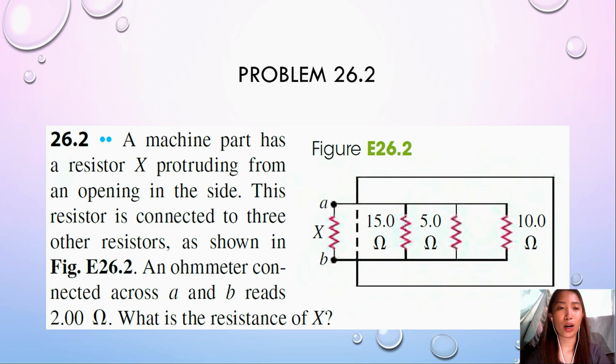A machine part has a resistor X protruding from an opening in the side. This resistor is connected to three other resistors as shown in figure 26.2. An ohmmeter connected across A and B reads 2.0 ohms. What is the resistance of X?